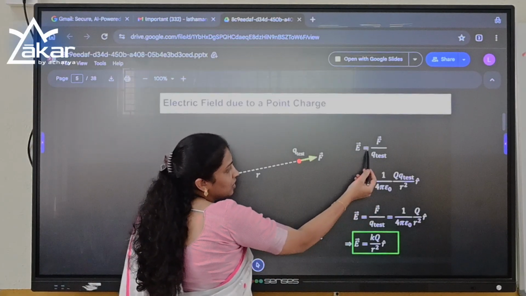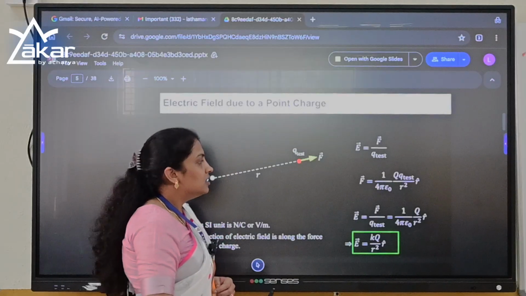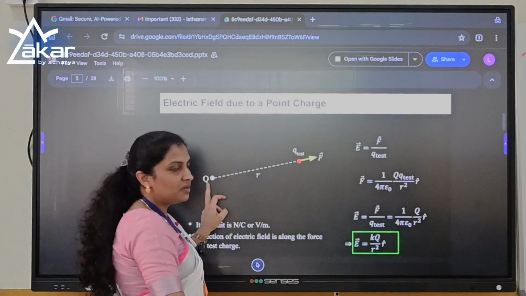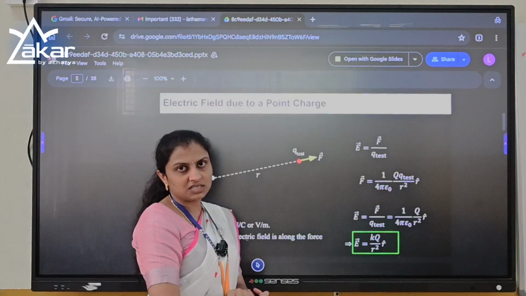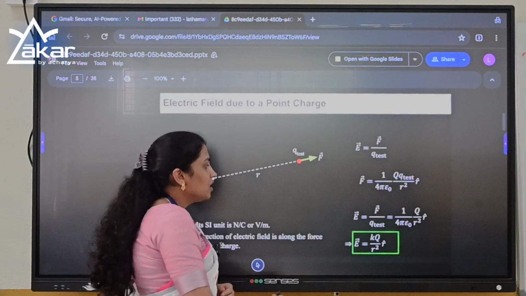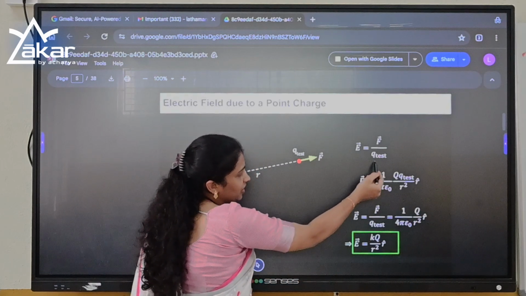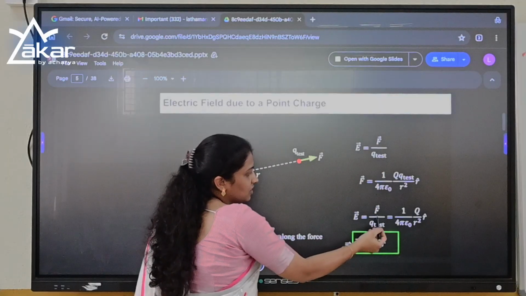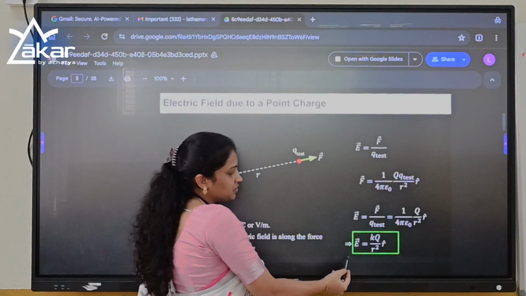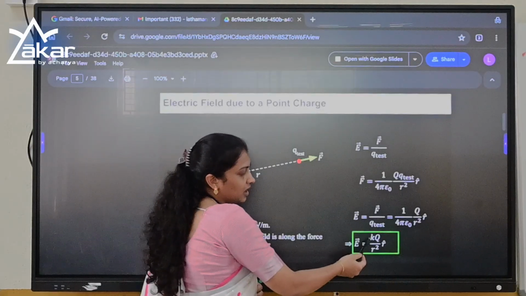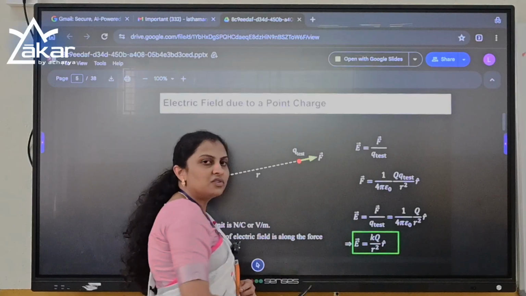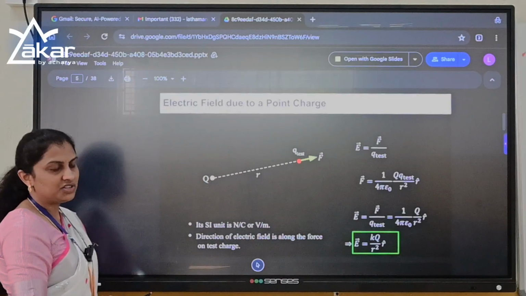Then what is F? We know the formula of Coulomb's law, that is 1 by 4 pi epsilon naught Q1 Q2 by R square. Here Q1 is the point charge and Q2 is the test charge, so Q test divided by R square into R cap. So E vector is equal to F divided by Q test. What is F? 1 by 4 pi epsilon naught Q by R square into R cap. So what is the final expression? E vector is equal to 1 by 4 pi epsilon naught Q divided by R square into R cap. So this is the expression for electric field due to a point charge.